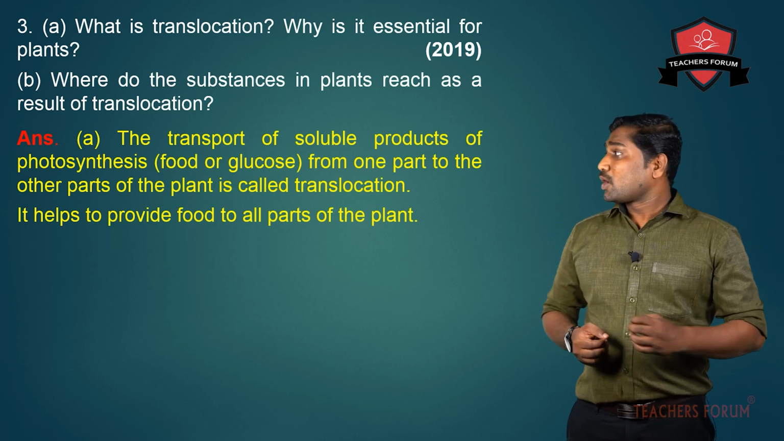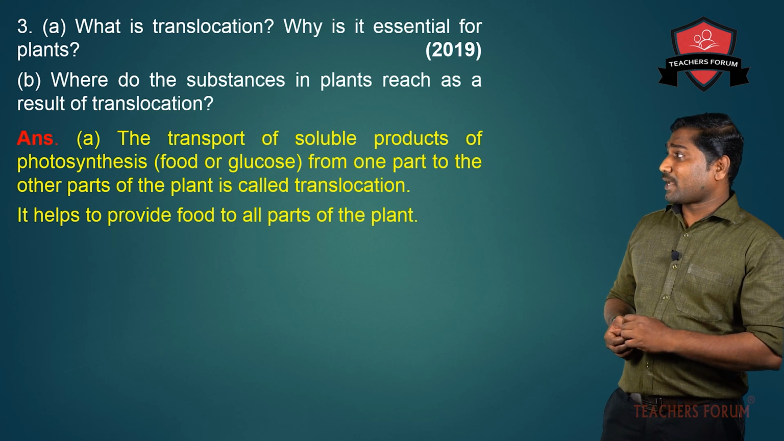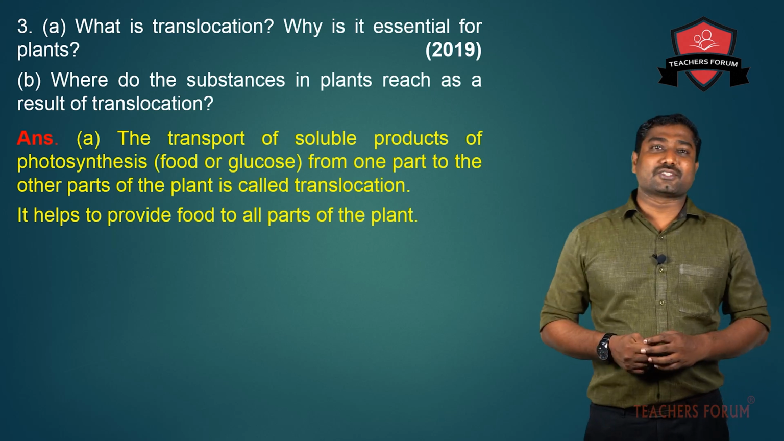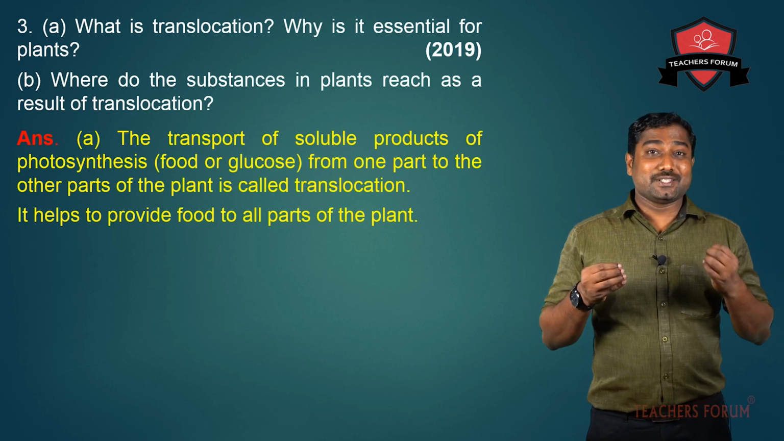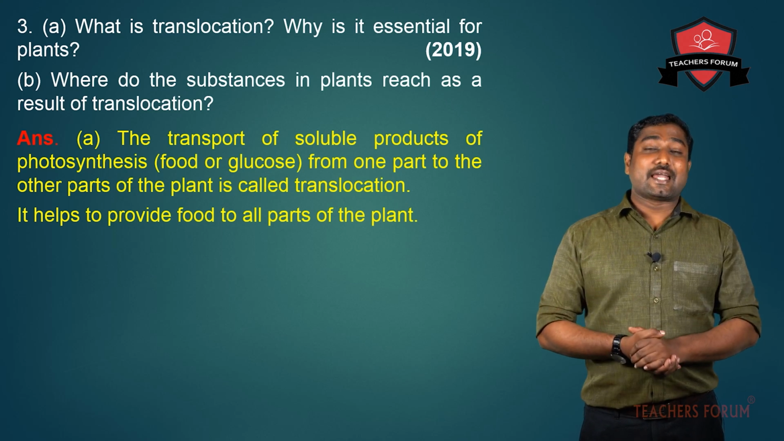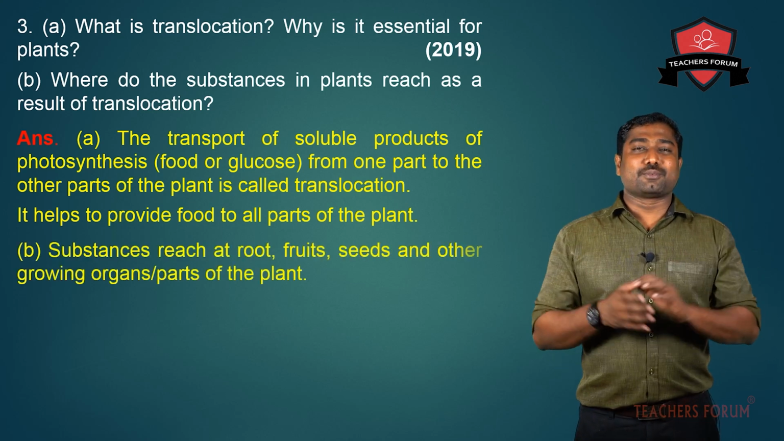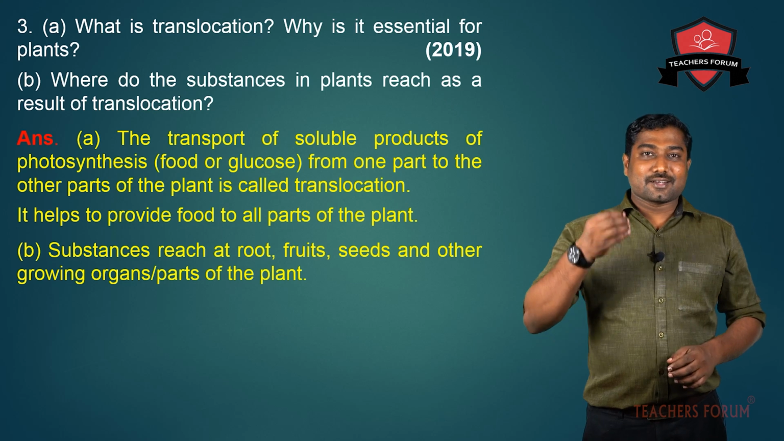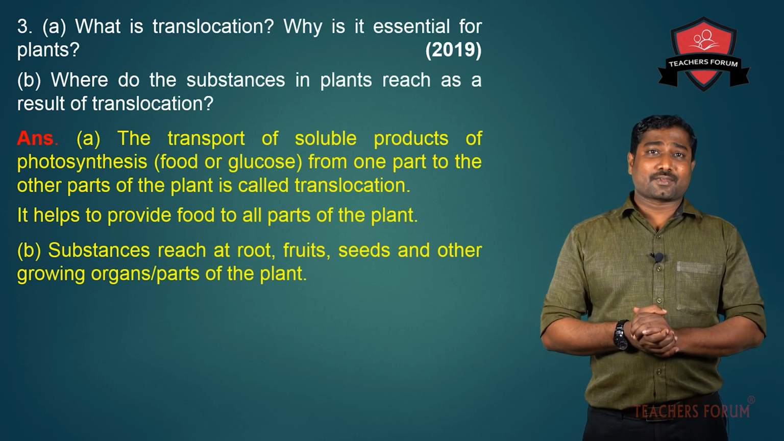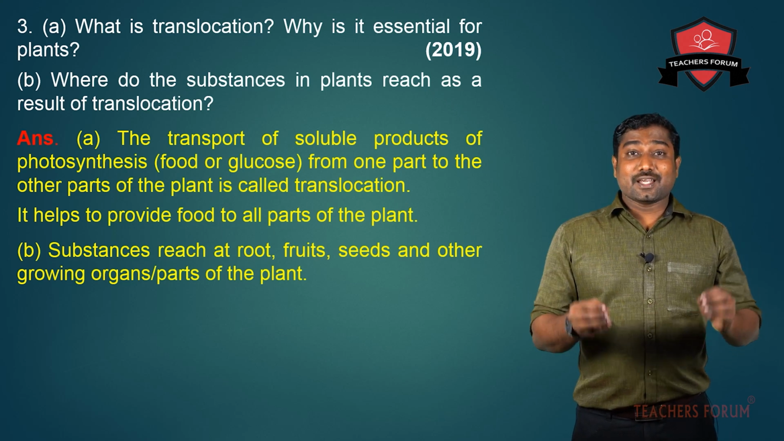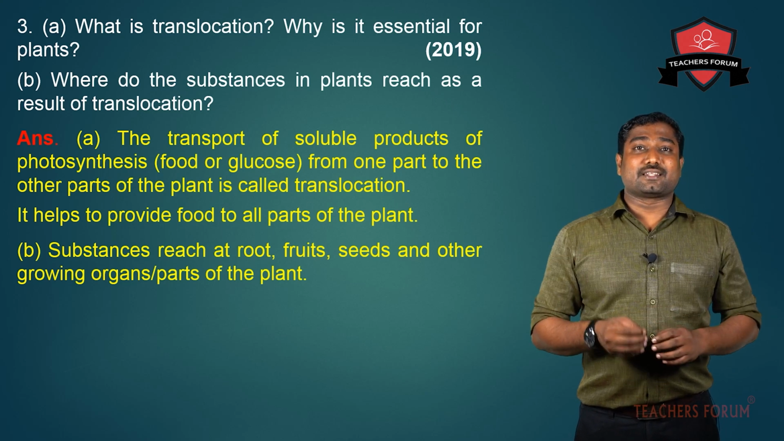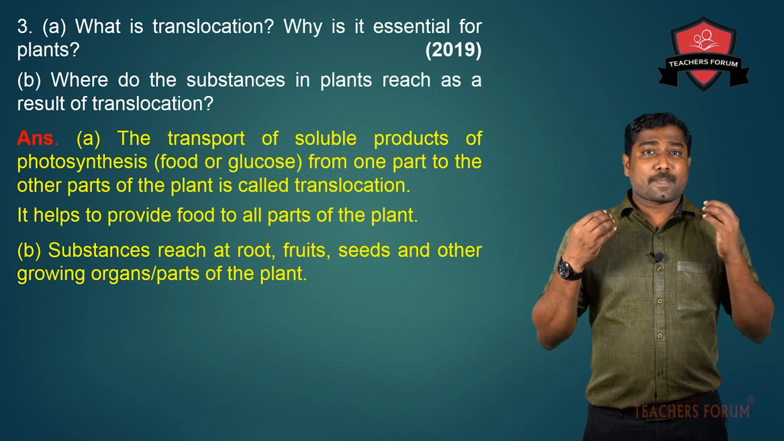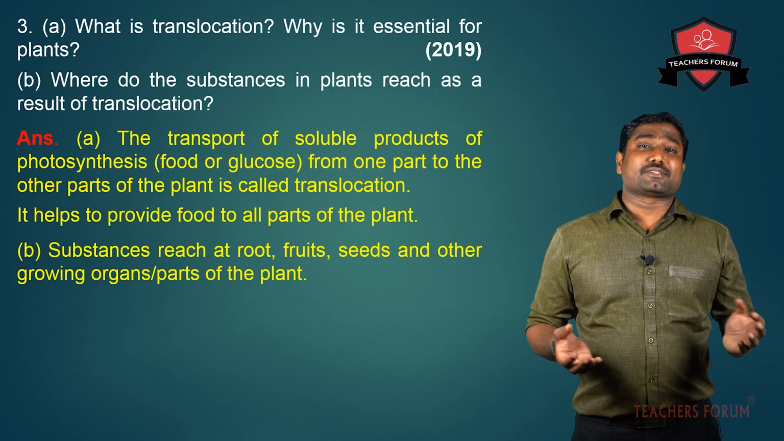The next question, where do the substances in the plant reach as a result of translocation? They are asking who actually needs this dissolved form of food. In fact, every organ of the plant body requires this dissolved food, especially the developing parts of the plant like the shoot bud, root bud, then the meristematic tissues.